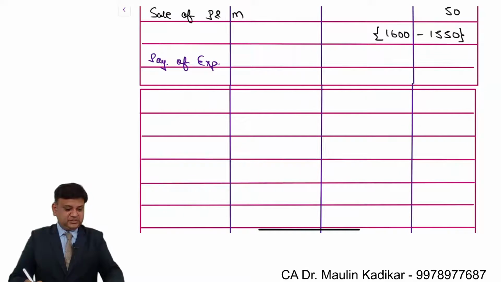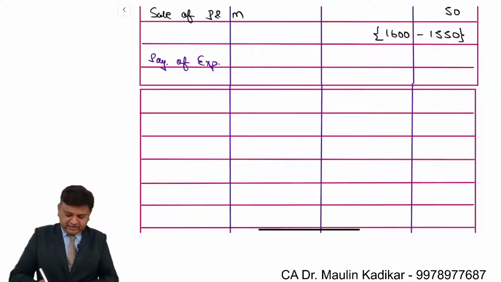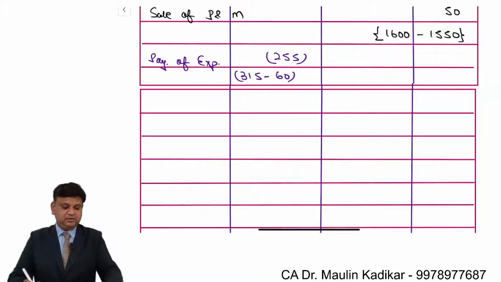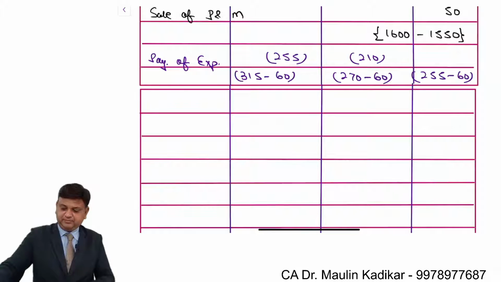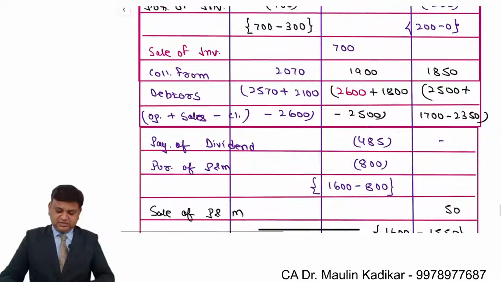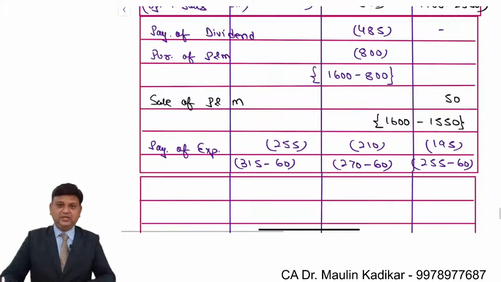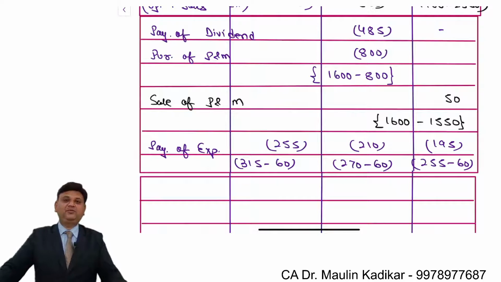So payment of expenses: 315 minus 60, that comes to 255. Next, it is 270 minus 60, that comes to 2,10,000. Then 2,55,000 minus 60,000 once again, that comes to 1,95,000. That is the way we are required to show the payment of expenses. Since depreciation is a non-cash item, it is deducted to compute the amount which is payable.